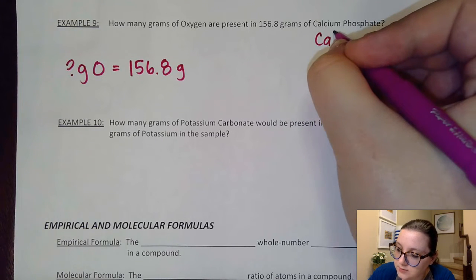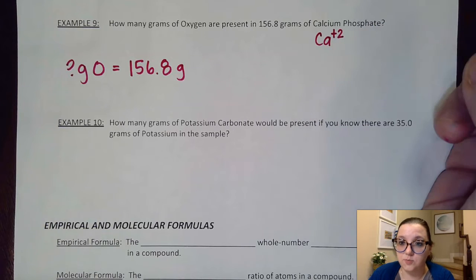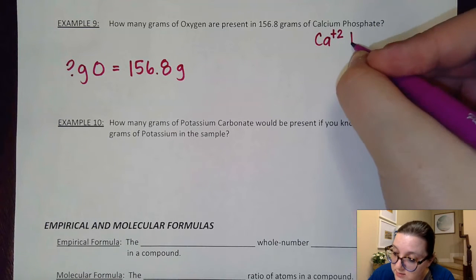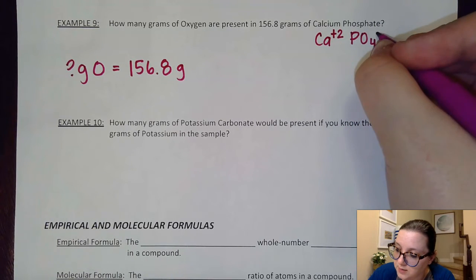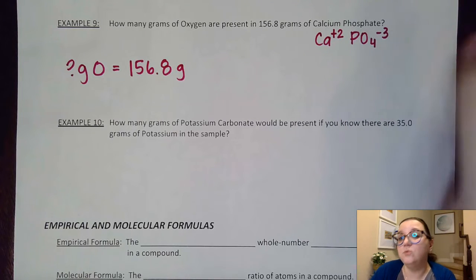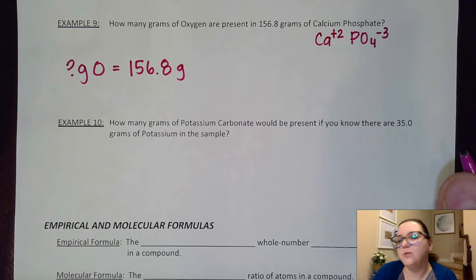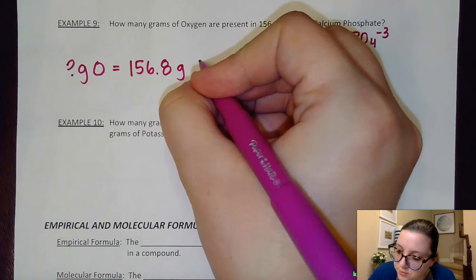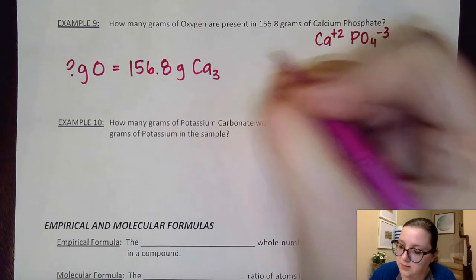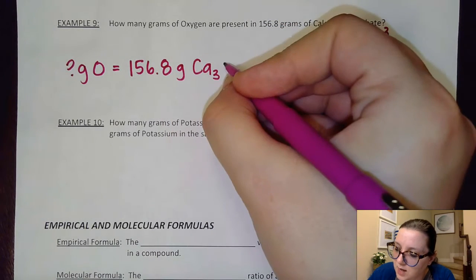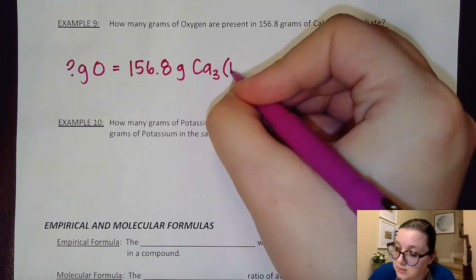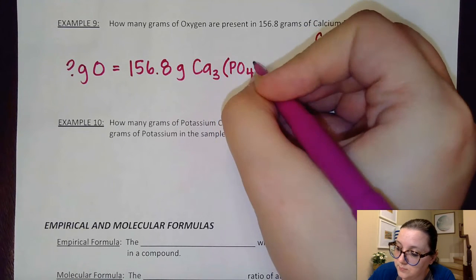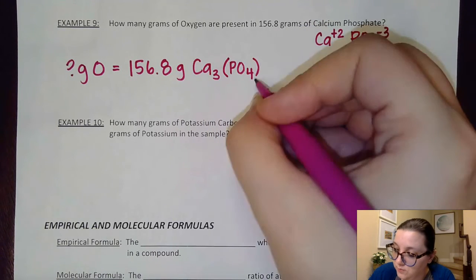So I'm going to have calcium, which is positive 2 because that's in group 2. Phosphate is PO4 negative 3. I notice that those do not balance out. The lowest common multiple between 2 and 3 is 6. So to get to positive 6, I would need 3 of the calcium ions. For the phosphate ions, since I need more than one of it, I need to put a parenthesis around it. And I'm going to need 2 of those.